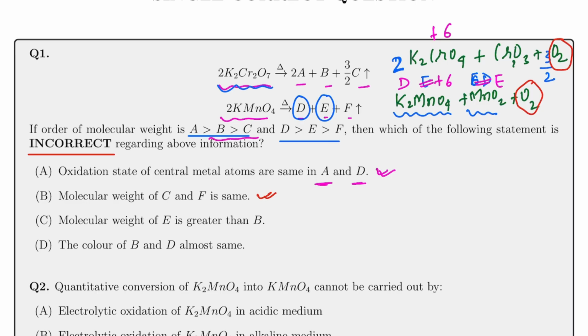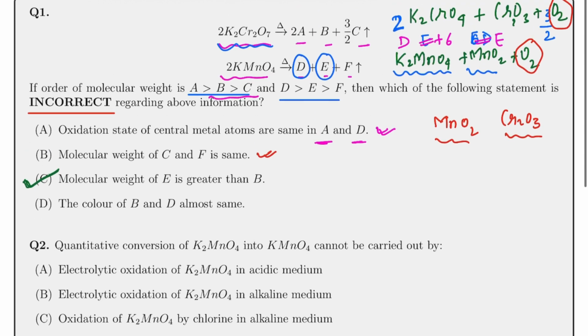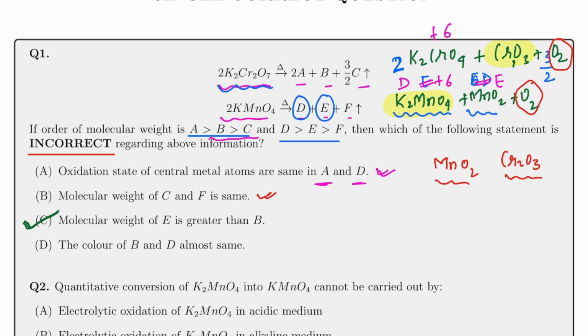Molecular weight of E is greater than that of B. If I talk about E, then it is MnO2, and B is Cr2O3. So it's quite obvious that Cr2O3 will have more weight than MnO2, so this statement is wrong, and that is what you need to find. So for this one, the incorrect option is C. And let's talk about option D also. Color of B and D is almost the same. D was your K2MnO4, its color is green, and Cr2O3 is also green.